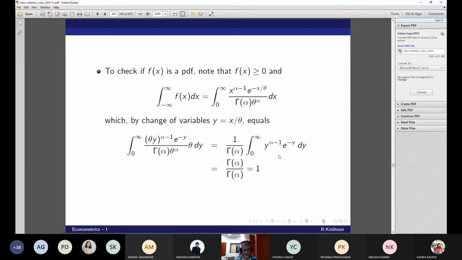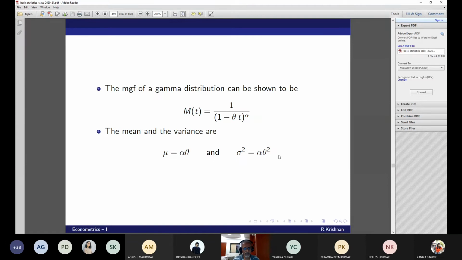This is the proof that it is after all a PDF, because it is equal to 1. Remember this gamma alpha, the gamma function. Now let's take this. The MGF of a gamma distribution can be shown to be (1 - theta t) to the power minus alpha. The mean and the variance are mu equal to alpha theta and sigma square equal to alpha theta square. Once we saw this, I just mentioned this as mean mu and sigma square, and after that we went to some other distribution, which made our life difficult.